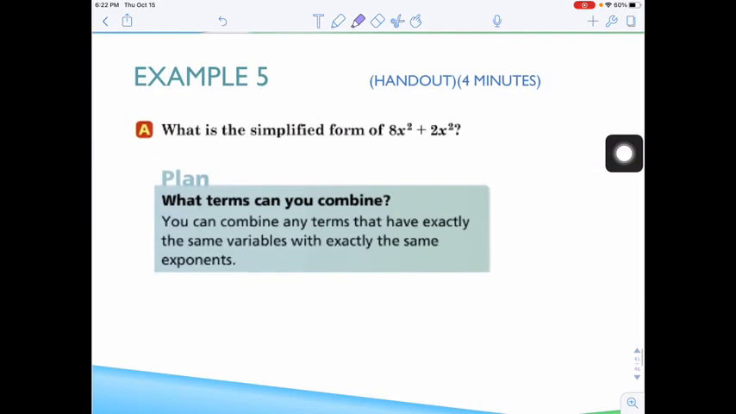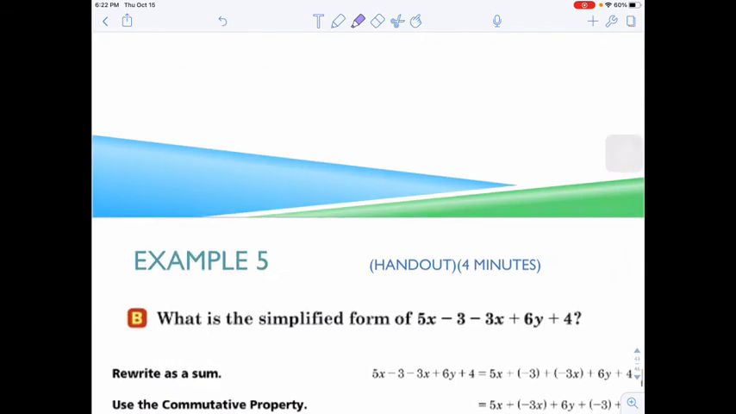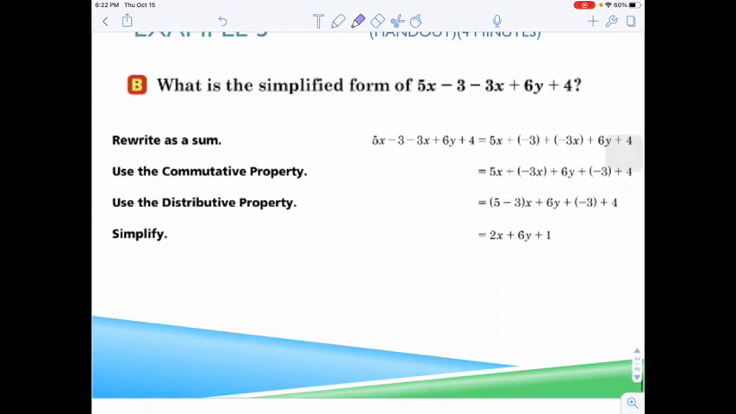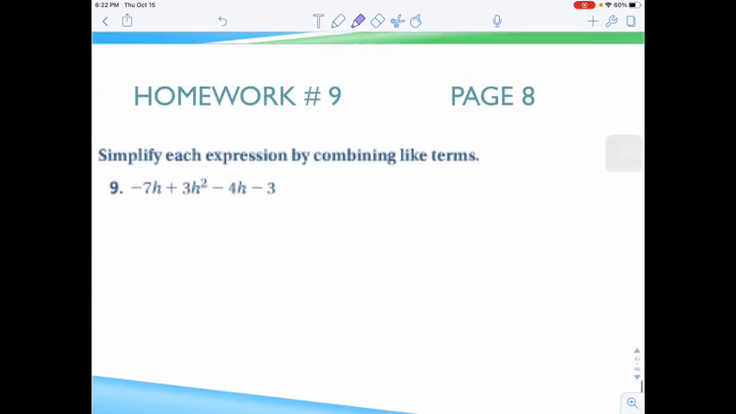All of that work is on these next few slides, which you can go through on the slides on Google Classroom. And now I would like you to try homework number 9. Simplify each expression by combining like terms: negative 7h plus 3h squared minus 4h minus 3.